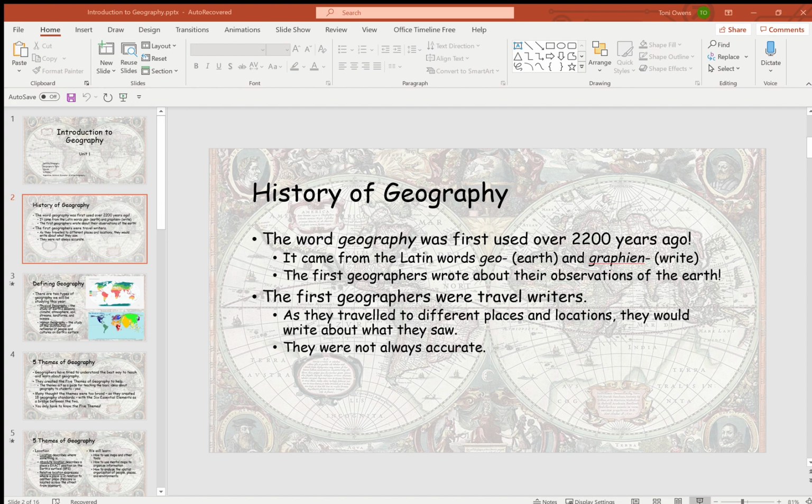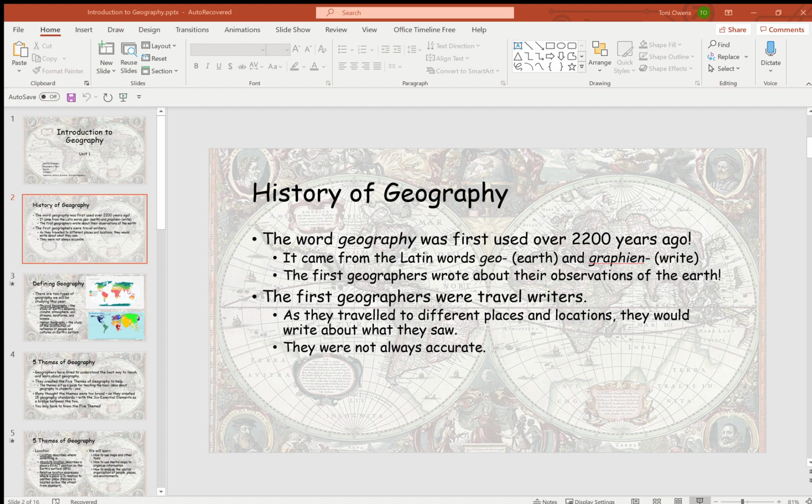The third is movement, and it explains how and why. Notice that there is a why there. It's not just how they move, but it's the why they move, and they're connected. And then you finally have human-environment interaction. Okay, and this describes the relationship between people and their environment. And then there's all that stuff right there that you're going to learn.